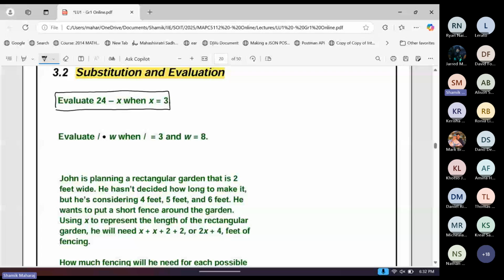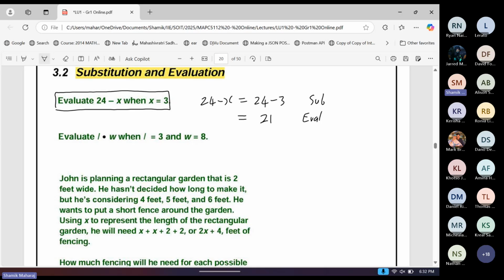The substitution part actually comes first. So 24 minus x becomes 24 minus 3, right? I just substitute the 3 into that. That is the substitution step. Then the evaluation is to just get the answer. 24 minus 3 is 21. That's the evaluation step. So substitute first, then after you substitute, you can evaluate.